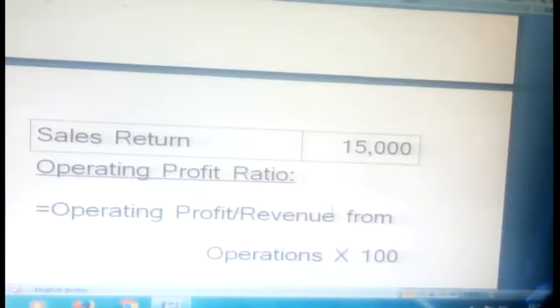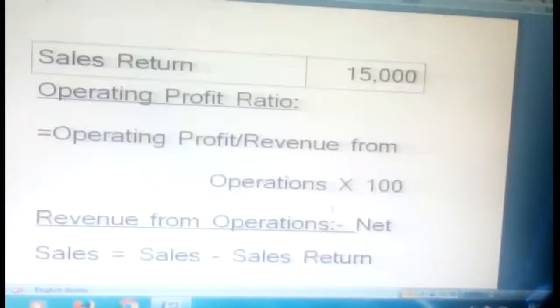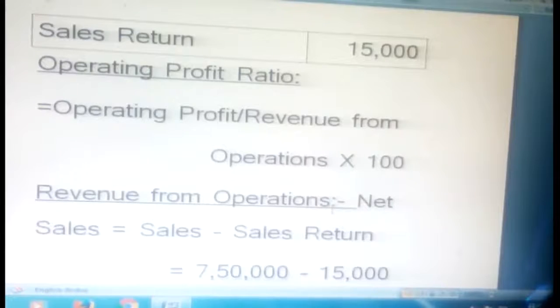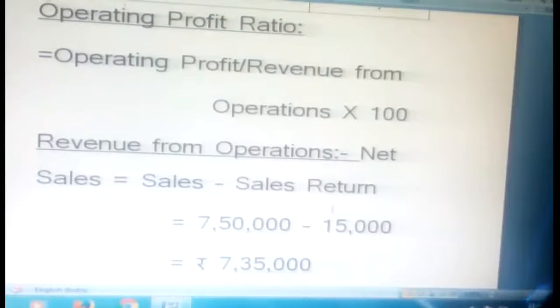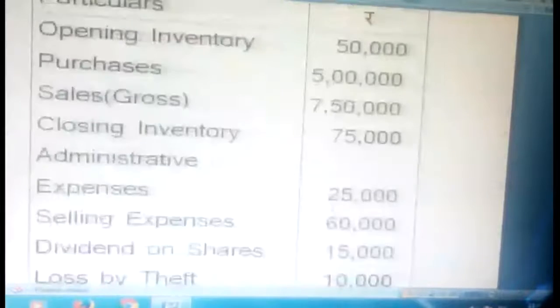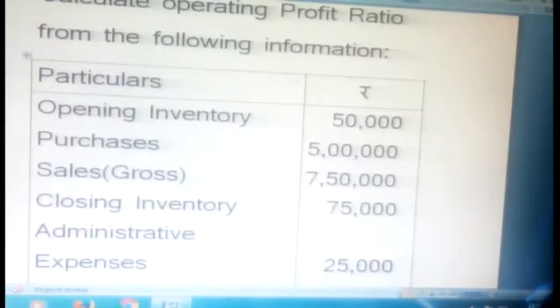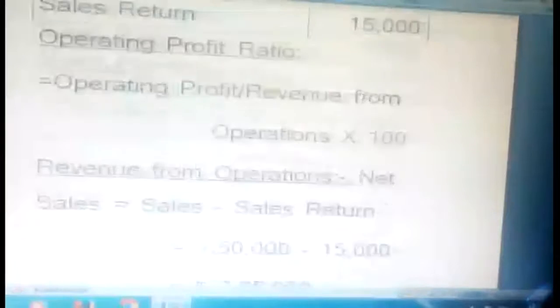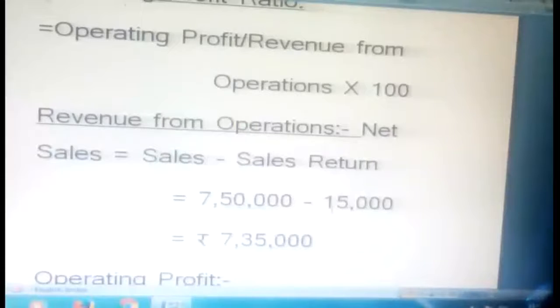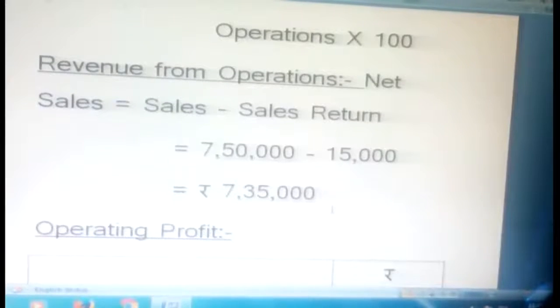Here, what is our operating profit ratio? Operating profit divided by revenue from operations into 100. Okay, so how are we going to calculate revenue from operations? Nothing but net sales, which is equal to sales minus sales return. As you know, the given sales is gross sales 7,50,000. From the 7,50,000, we are going to deduct our sales return 15,000. We get 7,35,000. That's our net sales, revenue from operations.